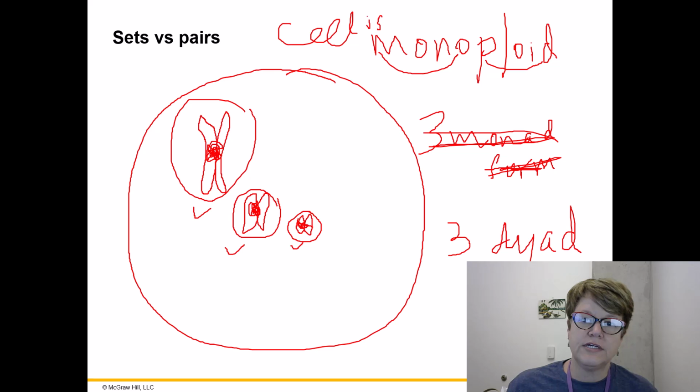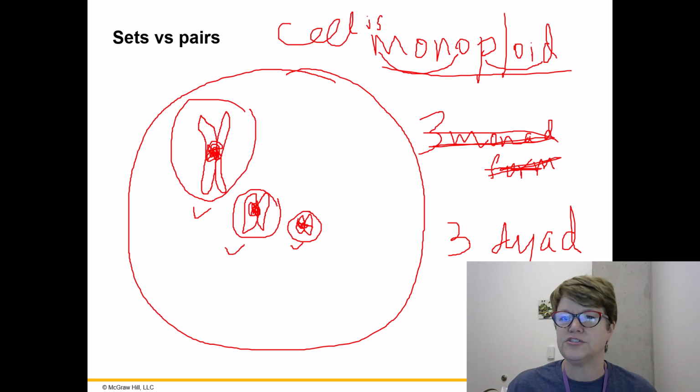So in G1, a cell would always have monad chromosomes. In G2, a cell would always have dyad chromosomes. That's just a function of which phase the cell is in, but the cell hasn't changed its ploidy in those situations. The cell is still monoploid.